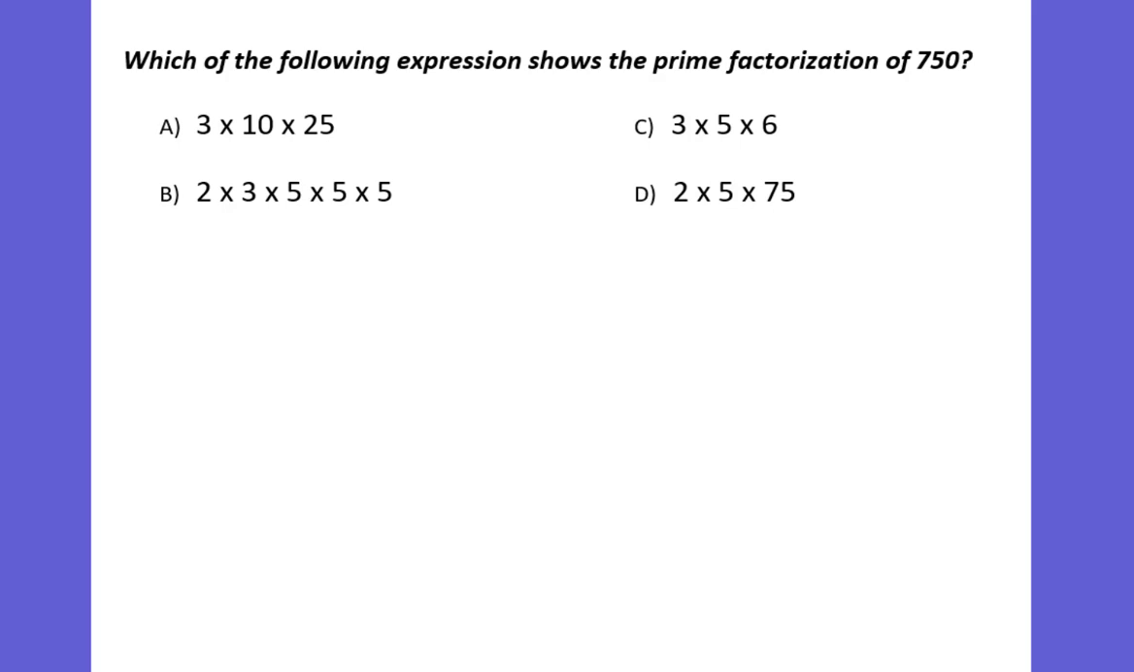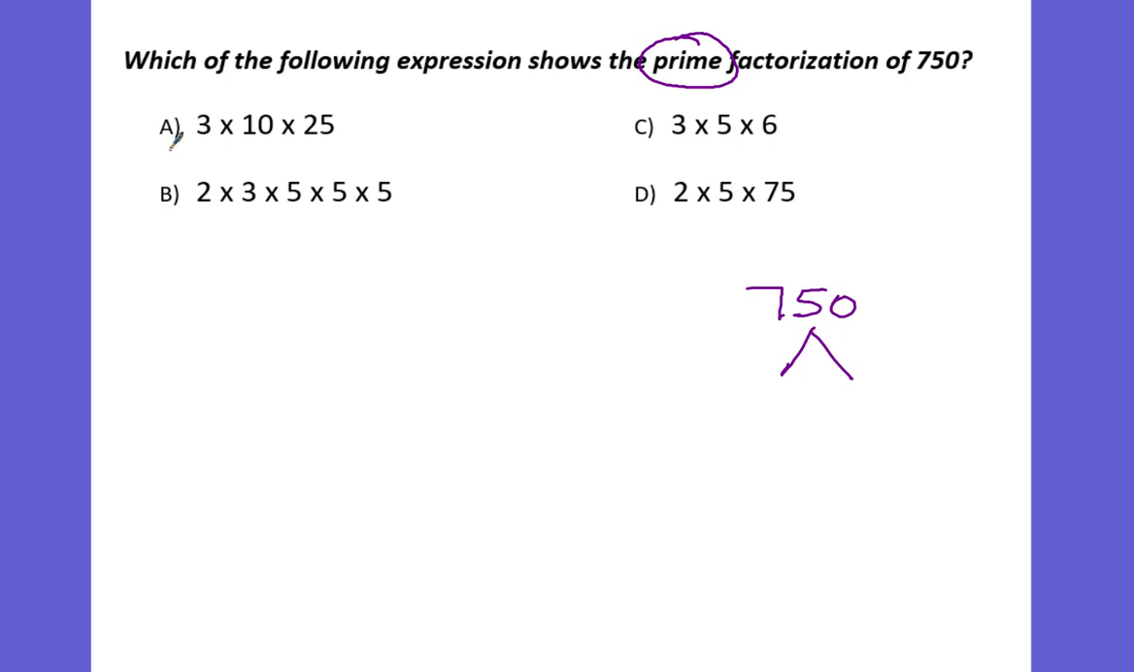Okay, one more example. Which of the following expressions shows the prime factorization of 750? So that's a pretty big number, 750. And we can use the factor tree to find the prime factorization. But sometimes you don't have to do that. Sometimes you can get the answer just by looking at your answer choices. A lot of times they're going to try to trick you. Remember, prime factorization, the key word is prime. All of the answers have to be prime.